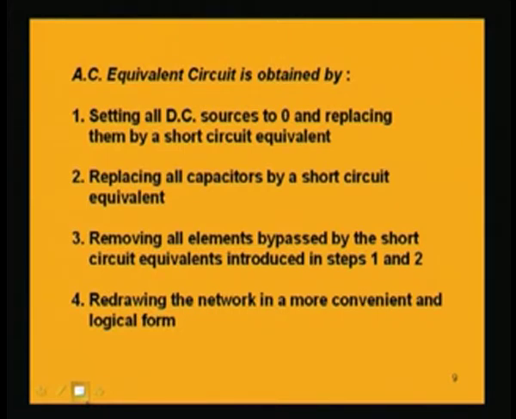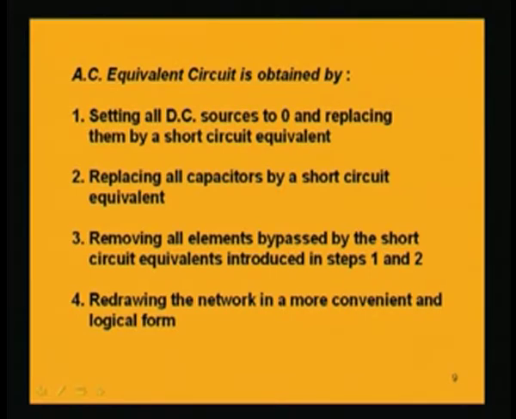Then the next step is to replace all the capacitors by a short circuit equivalent, because we have chosen all the capacitance values quite high, so that for that frequency of operation of the AC signal it is like a short circuit, because the 1 by 2 pi f c term will be very small, almost like 0, since the C value is very high. Then step number 3 is to remove all the elements bypassed by the short circuit equivalents which were introduced in steps 1 and 2.